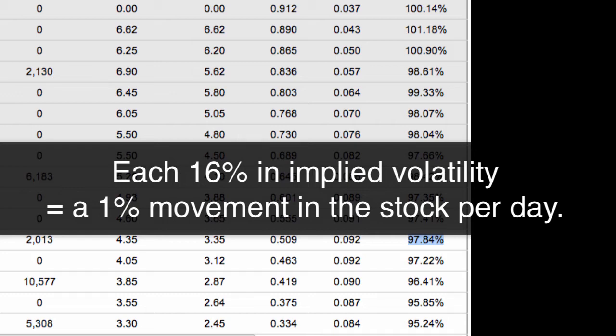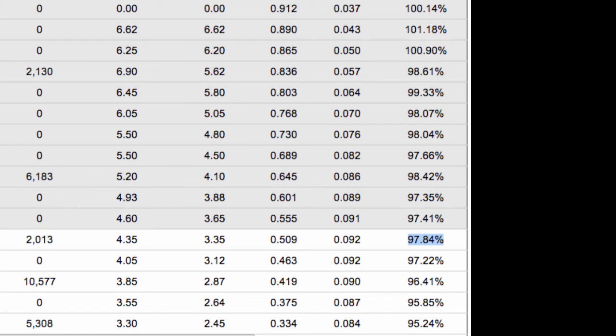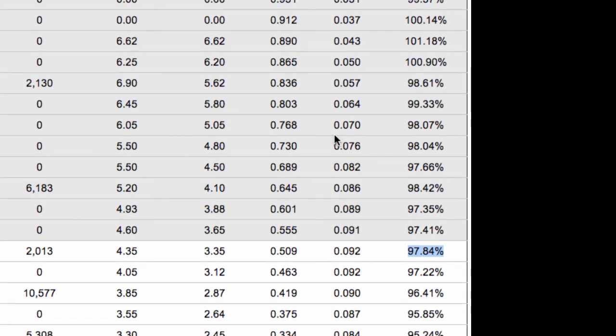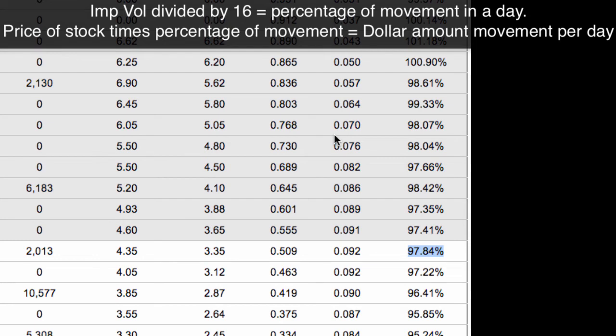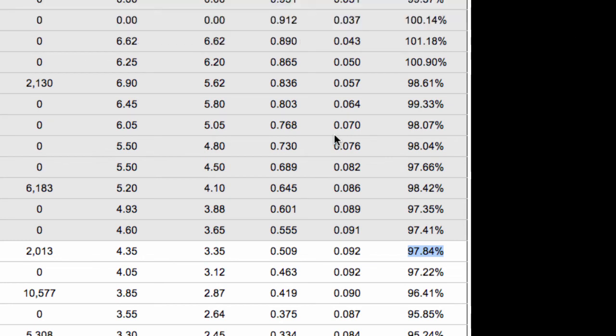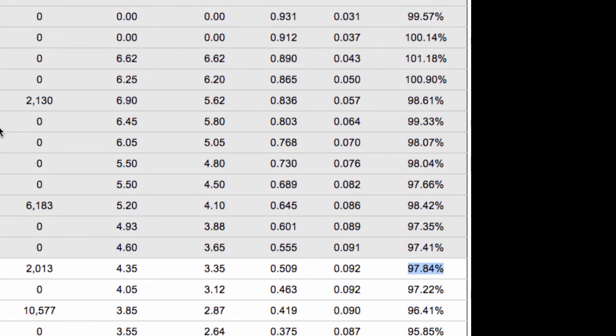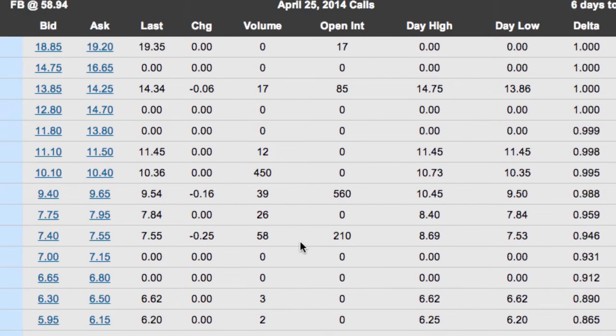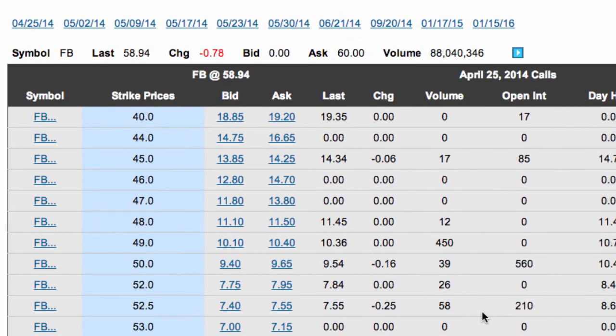Well, my implied volatility is 98%. I'm rounding up. So I'm going to take 98, remember I'm rounding up, 98 divided by 16 equals 6.125. So I'm just going to round that up, and we're just going to call it 6.1. So then I'm going to find out what the actual value of the stock is, and I can look up here and see it's 58.94. I'm going to round that up to $59.